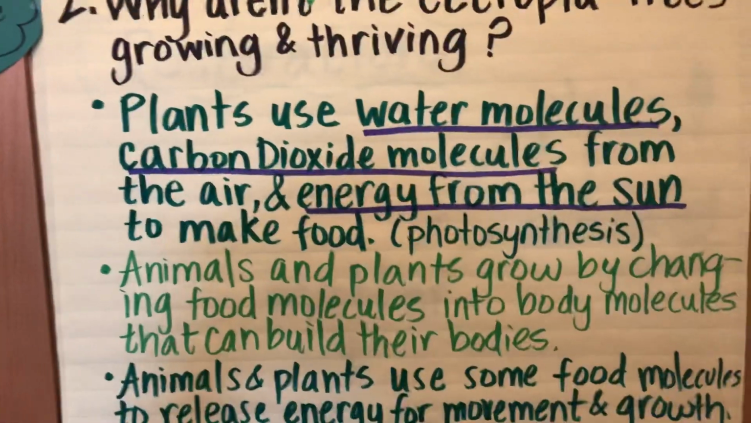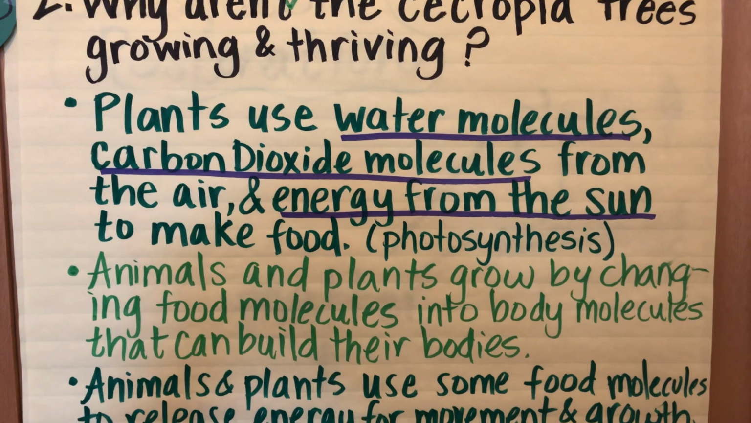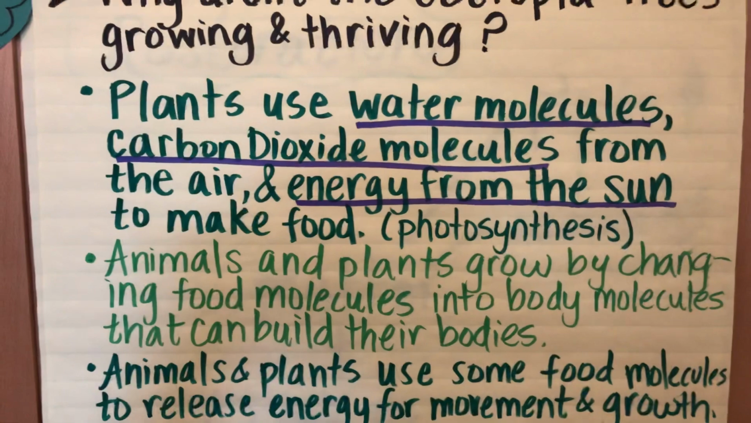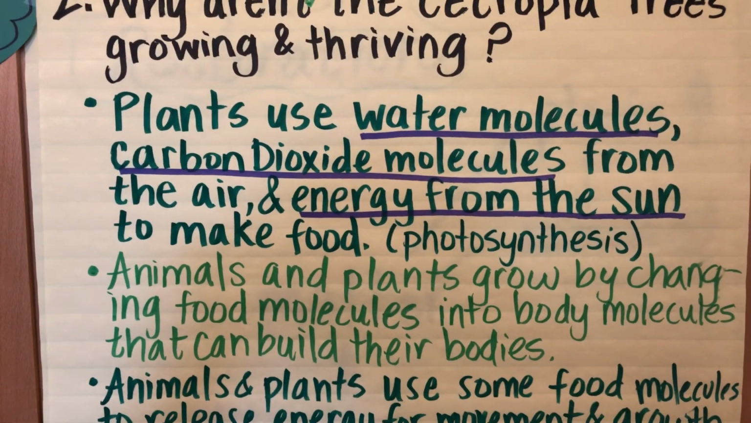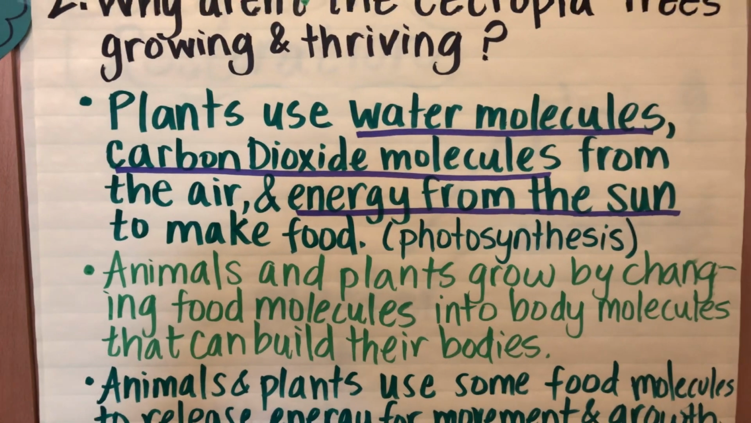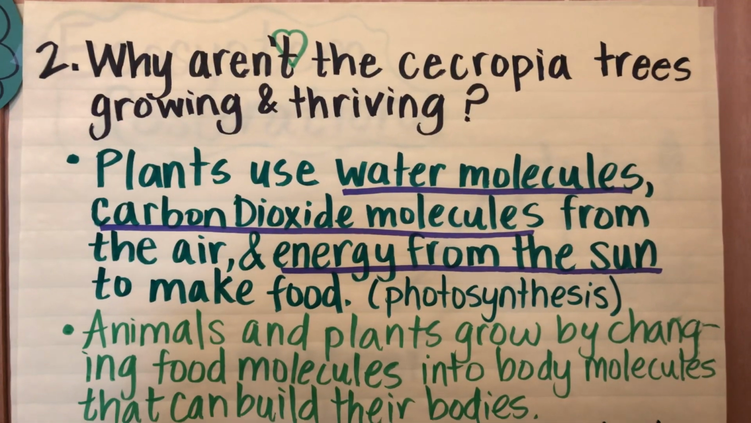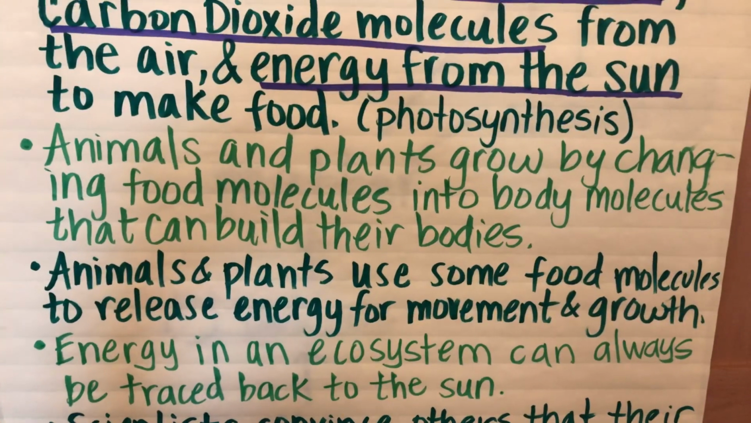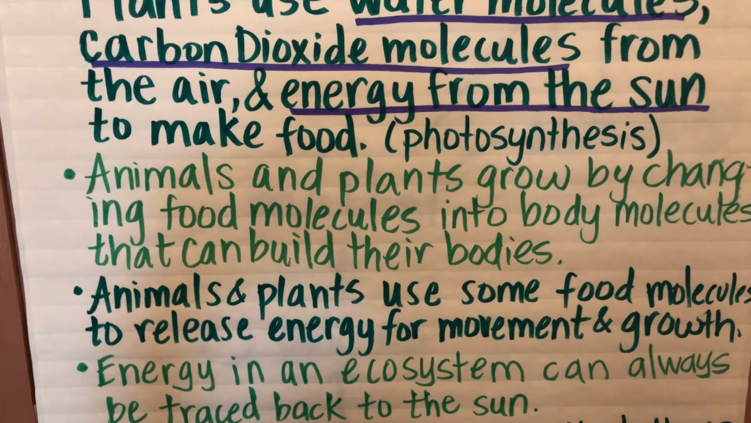So the first thing that we learned was that plants use water molecules, carbon dioxide molecules from the air, and energy from the sun to make food. We talked about this being photosynthesis. So water, carbon dioxide, energy from the sun. Those were three of our claims as to why the Cecropia trees are not growing and thriving. We also learned that animals and plants grow by changing food molecules into body molecules that can build their bodies.